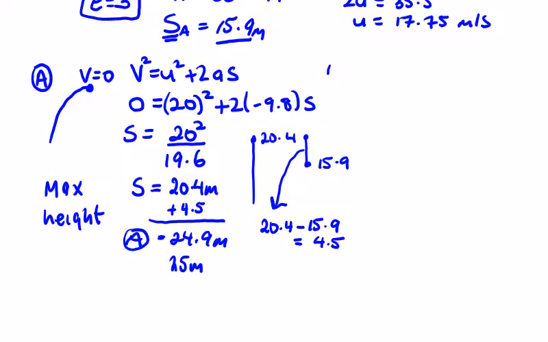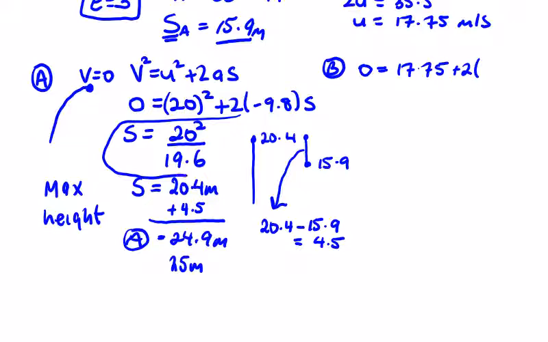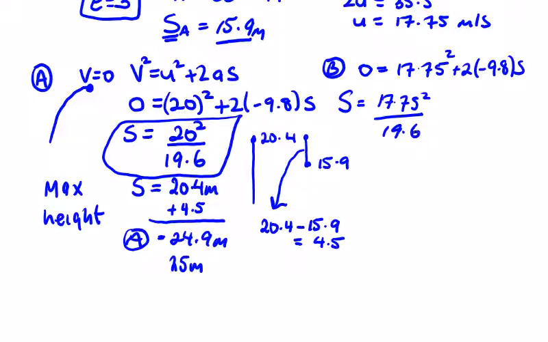Similarly with b, v squared, 0, is going to be equal to that initial velocity squared up above, 17.75, plus twice. Now you could just write it like this straight away if you wanted. You can see that's where it's going, minus 9.8 by s. So max height of b, s is equal to 17.75 squared divided by 19.6. So this max h for b is equal to 16.07.